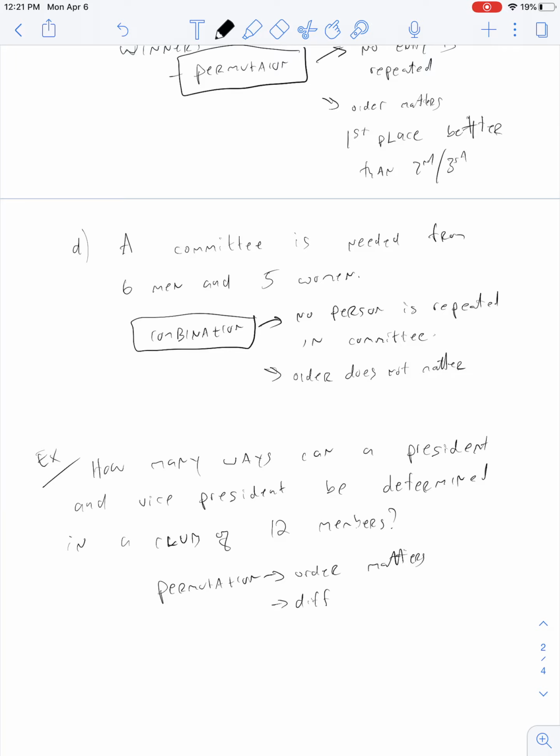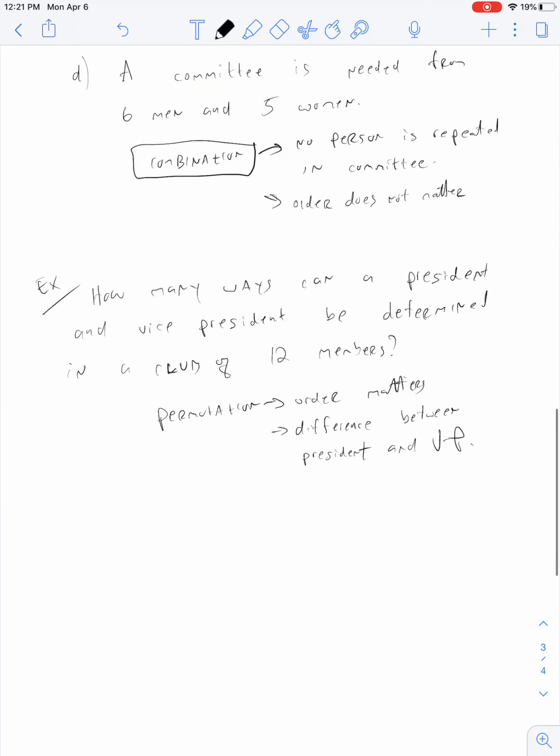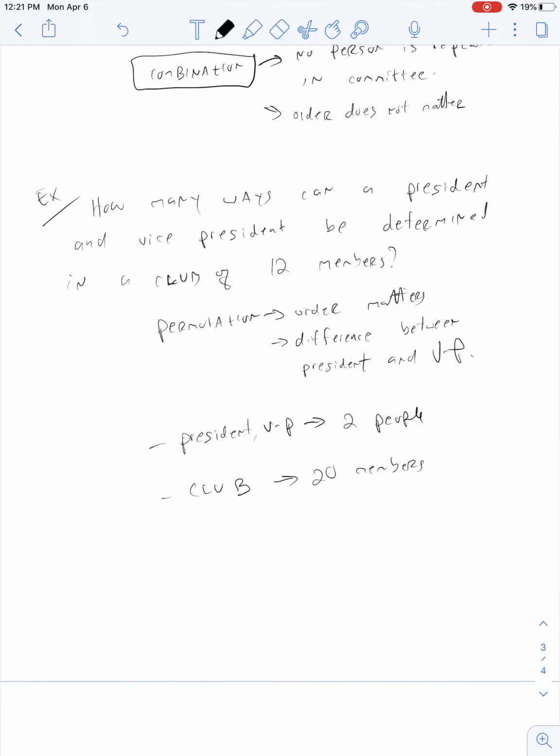All right, there's a difference between the president and the vice president. So we have president and vice president, which is just two people. But we have a total of the club, right, has 20 members. So these are our numbers, right? We're going to be using 20, and we're going to be using 2, and we're going to be using permutation.